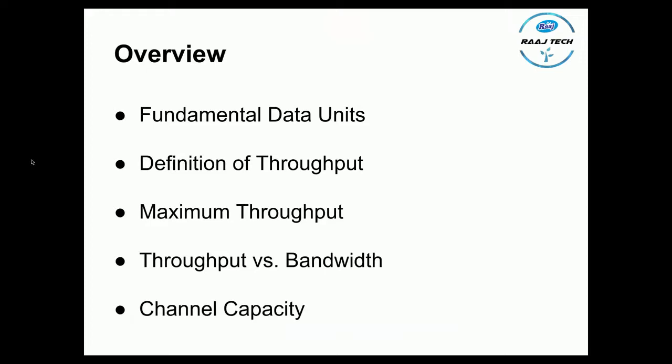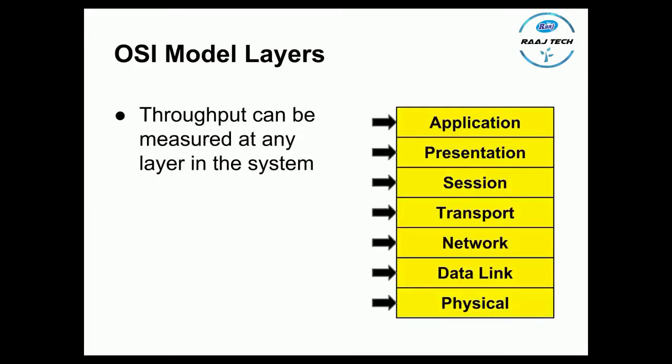I'll begin by introducing some fundamental data units, talk about the definition of throughput, explain the concept of maximum throughput, discuss the difference between throughput and bandwidth, and talk about channel capacity. Now, throughput can be measured at any layer of the system, so it can be measured at any of the OSI model layers, physical up through application.